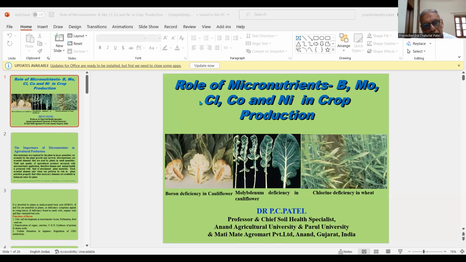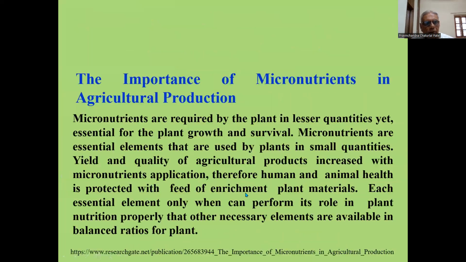So today, the topic of my YouTube is the role of micronutrients: boron, molybdenum, chlorine, cobalt, and nickel in crop production. The importance of micronutrients in agriculture production. Micronutrients are required by the plant in lesser quantities, yet essential for plant growth and survival. Micronutrients are essential elements that are used by the plant in small quantity. Yield and quality of agriculture products increase with micronutrient application. Therefore, human and animal health is protected with feed of enriched plant material.